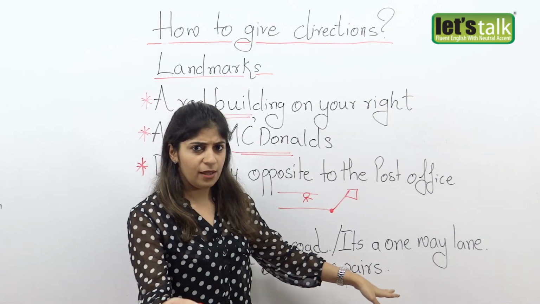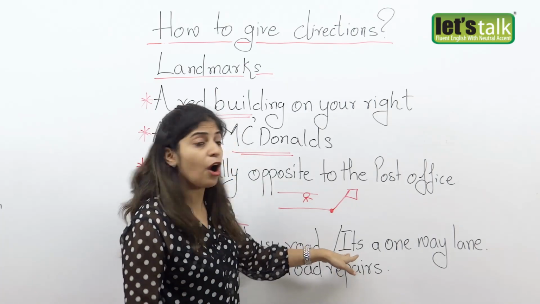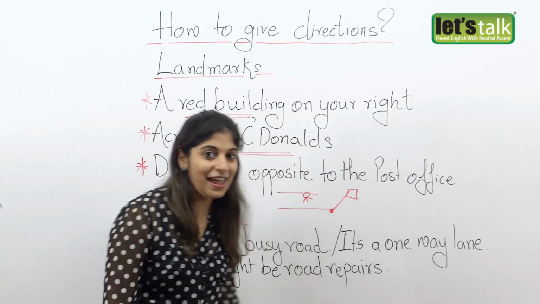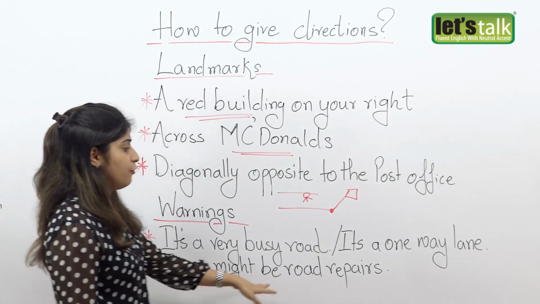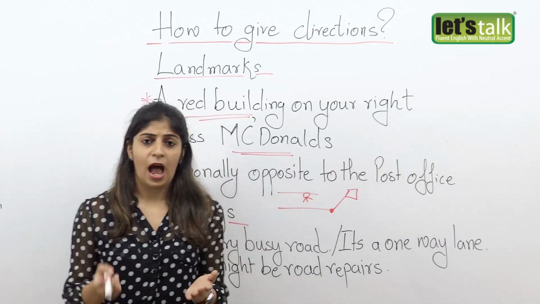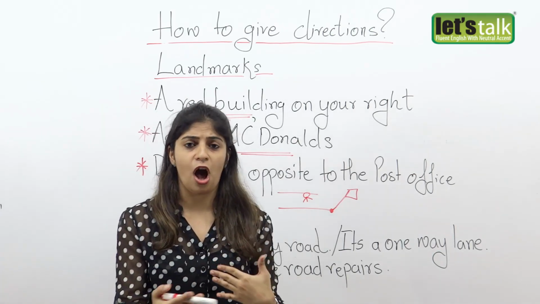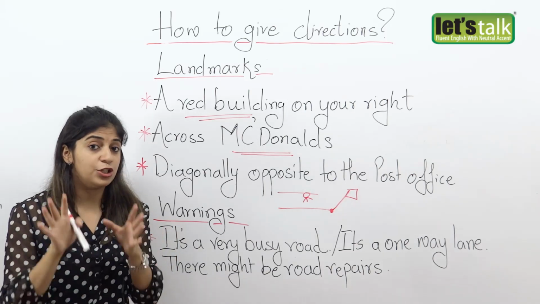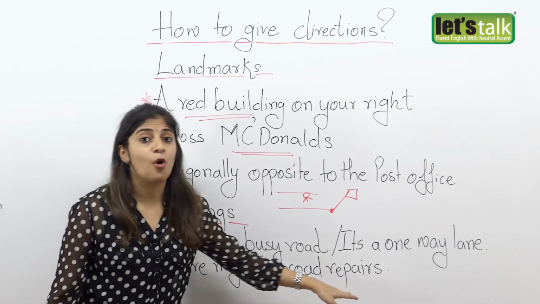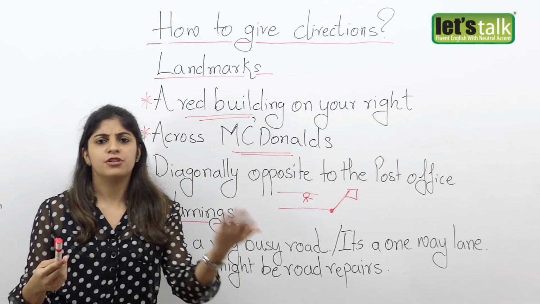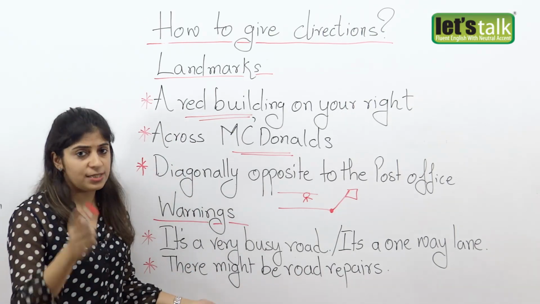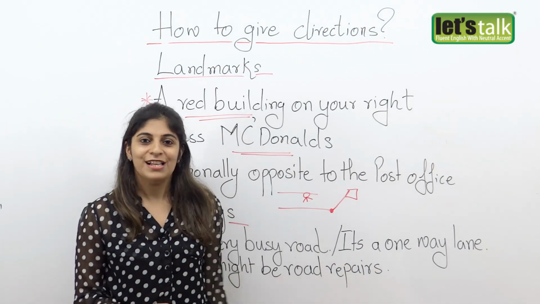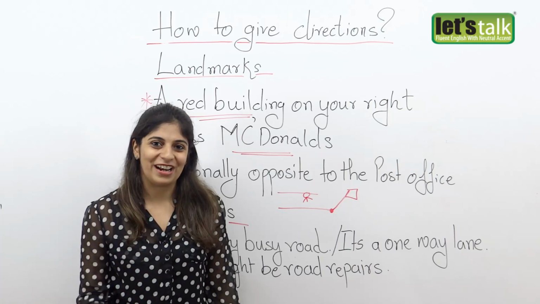Or if it's a one-way, it's just one direction. The cars are only allowed to go through one direction. So it's a one-way lane. The other one is there might be road repairs. Maybe I already know that there's a lot of road construction going on. So I would like to tell that person to be aware that there might be some road repairs. Maybe I can offer a different route, or I can just mention that you might not get parking because there are road repairs going on. So it would be really nice if you offer warnings.